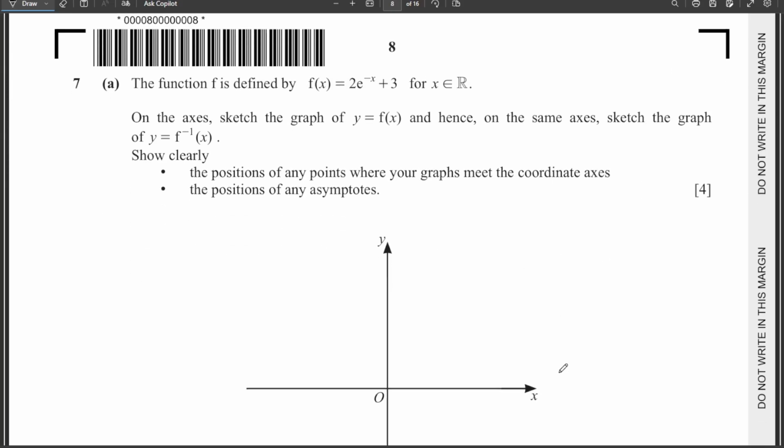Question 7. A function f is defined by this exponential function. Sketch this f(x) and hence sketch inverse f.